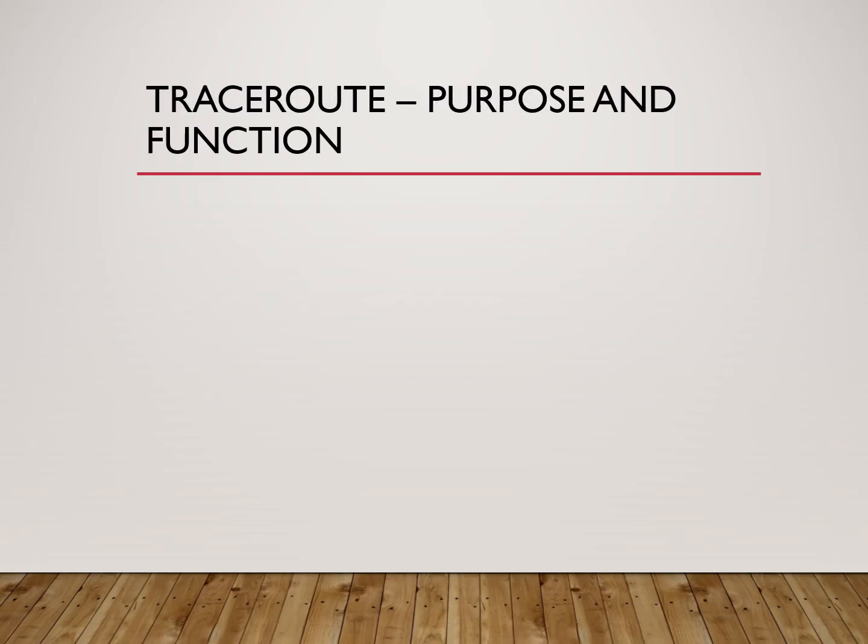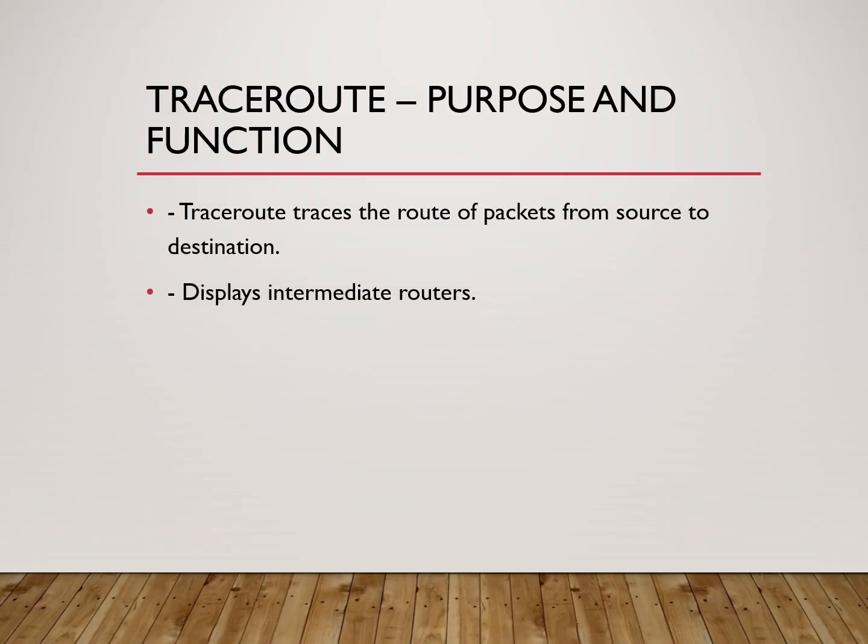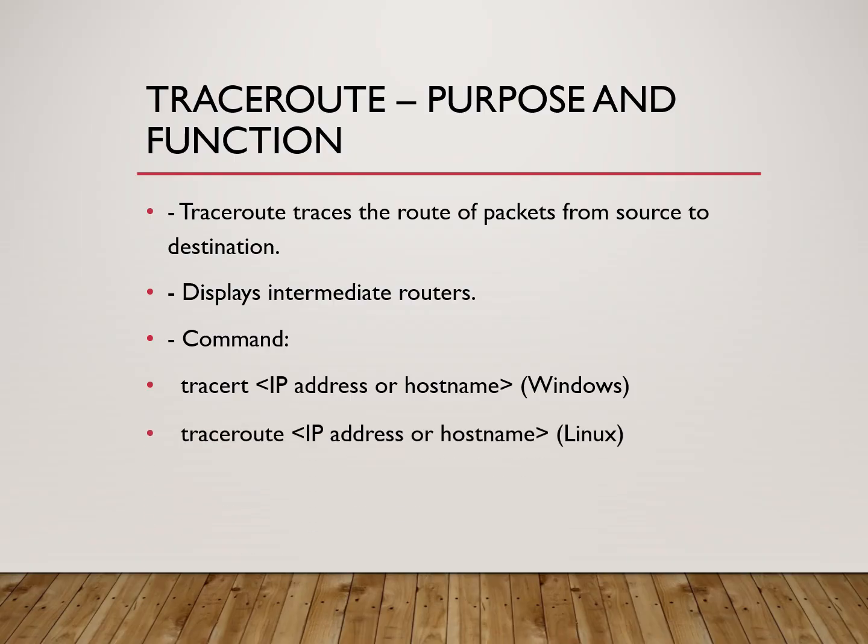Next, let's discuss traceroute, another important network diagnostic tool. Traceroute traces the path that a packet takes from the source to the destination. It displays all the intermediate routers along the path. The command for this in Windows is tracert followed by the IP address or host name, and for Linux, we use traceroute followed by the IP address or host name. Traceroute helps locate network issues by identifying slow or unresponsive hops along the route.